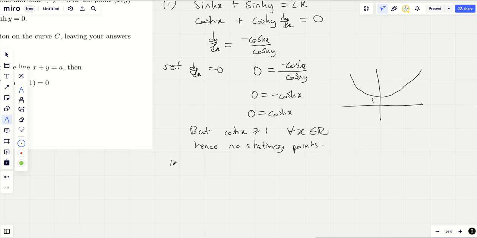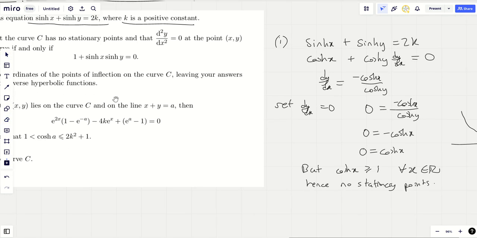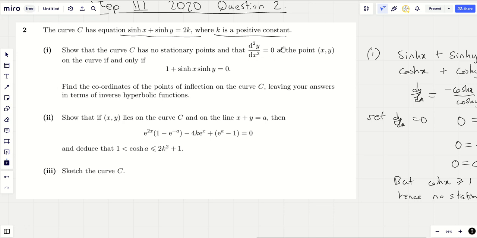Okay, that should be enough for that. We're now on part 2. It's got several different bits to it. d2y by dx squared equals 0 on this curve if and only if this is true.